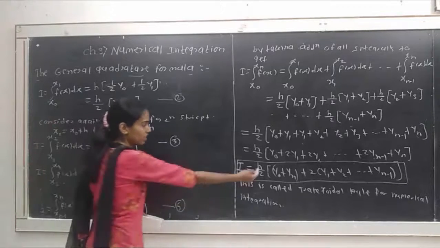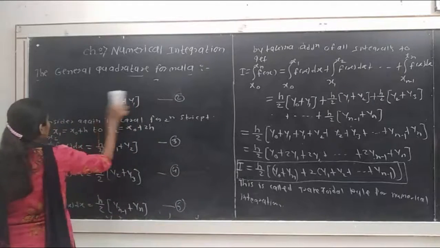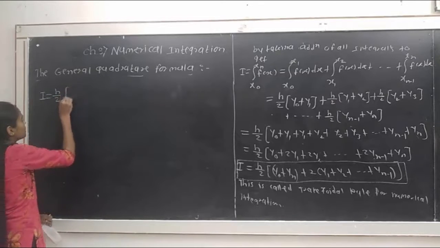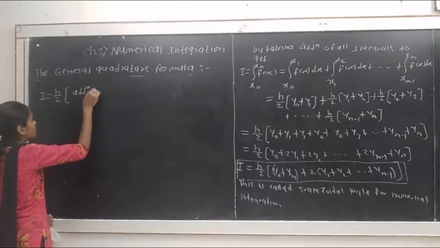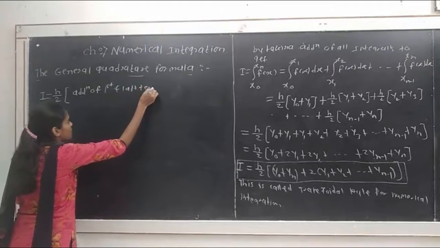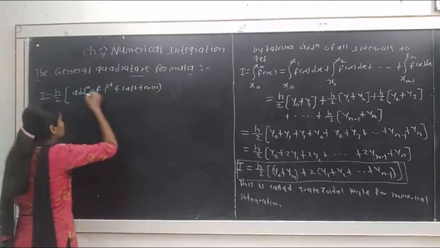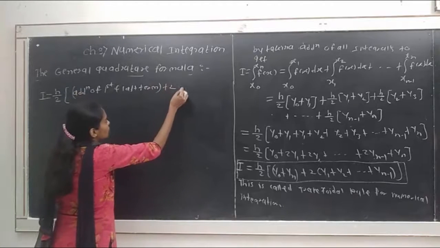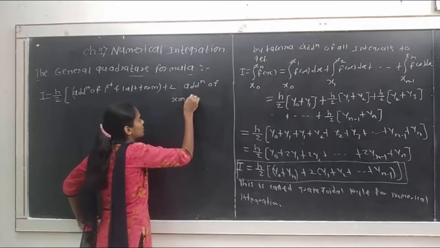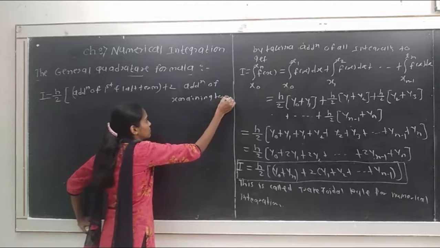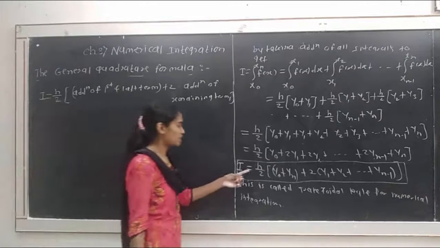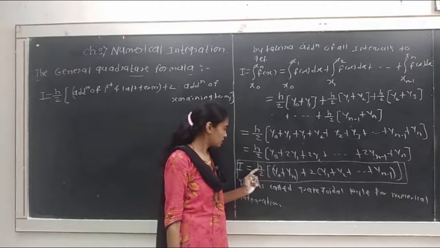Or we can rewrite this trapezoidal rule in words. That is, in words, I is equal to h divided by 2 in bracket (addition of the first and last term) plus 2 times the addition of the remaining terms. So in this way also we can remember the formula, that is here h means the interval of differentiation, that is h by 2.